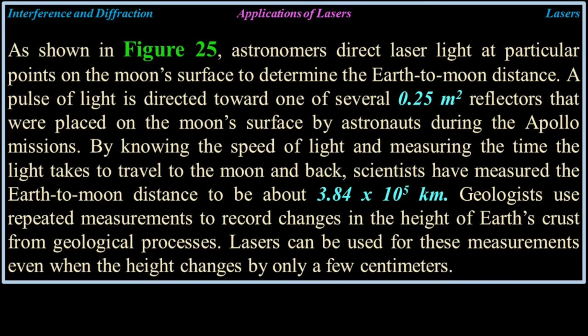As shown in Figure 25, astronomers direct laser light at particular points on the Moon's surface to determine the Earth-Moon distance. A pulse of light is directed towards one of several 0.25 square meter reflectors that were placed on the Moon's surface by astronauts during the Apollo mission. By knowing the speed of light and measuring the time the light takes to travel to the Moon and back, scientists have measured the Earth-Moon distance to be about 3.84 times 10^5 kilometers.